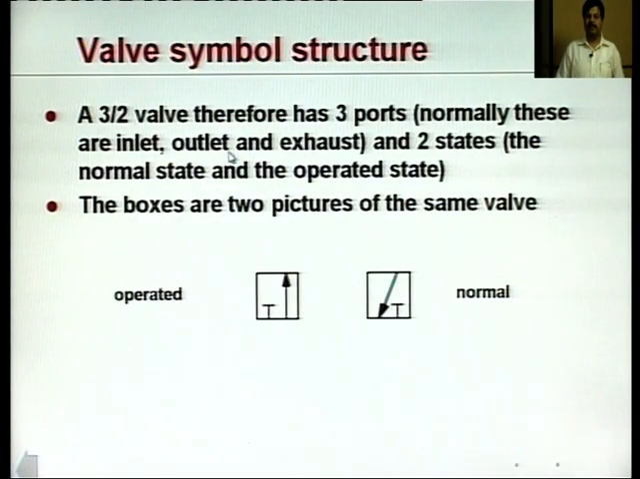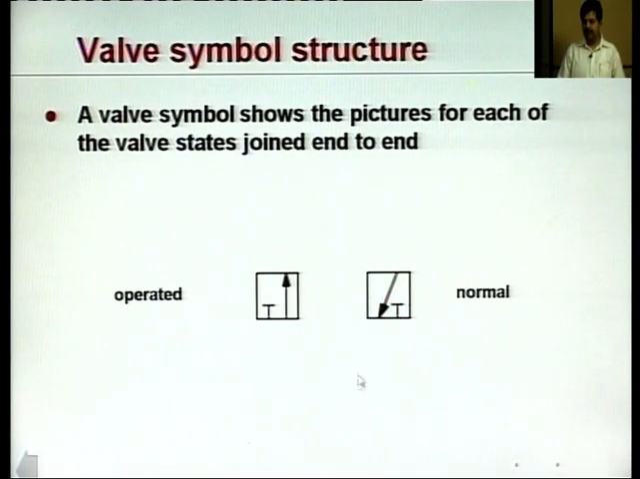Let us further elaborate this example of this 3/2 direction control valve. These are the individual positions of this 3/2 direction control valve. We can see here that there are 3 openings or ports which are there in this valve. One is this, second is this, and the third one is over here. So, now there are 3 openings, and these 3 openings can be moved in such a manner that there become 2 positions. One is this normal position. When the valve is not actuated, the port position is like this.